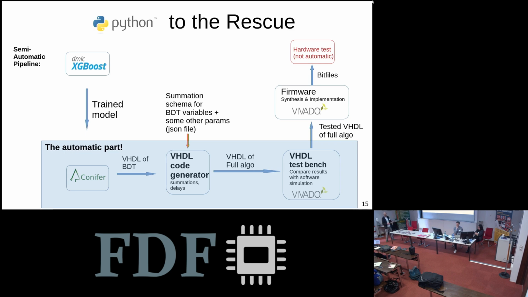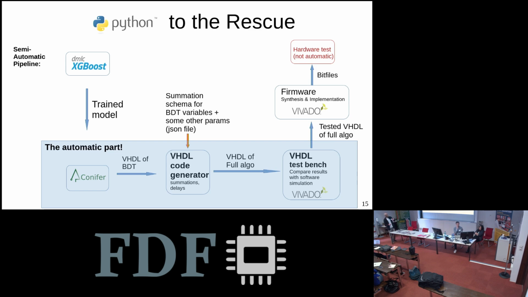So the way I decided to tackle this is, of course, automation. I can't think of another way. The XGBoost trained model is fed into this automatic pipeline. The automatic part consists of the Conifer tool, which produces a VHDL RTL of the BDT. Then this is fed into a VHDL code generator along with a JSON file that describes the summation schema of the variables. And this produces a VHDL of the greater tau algorithm.